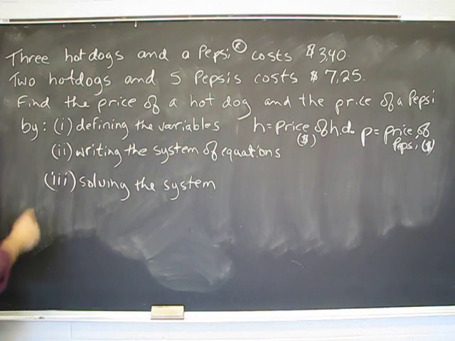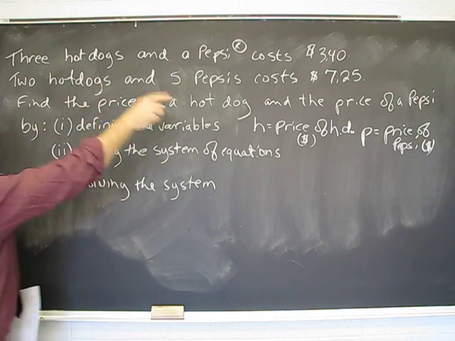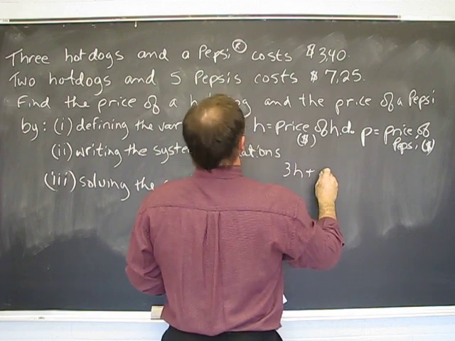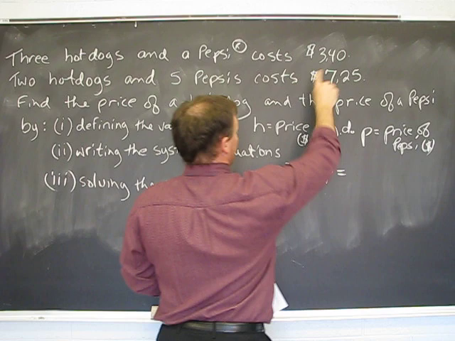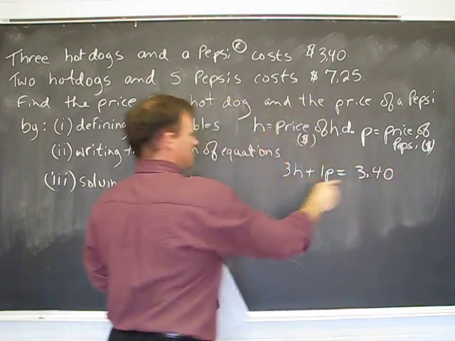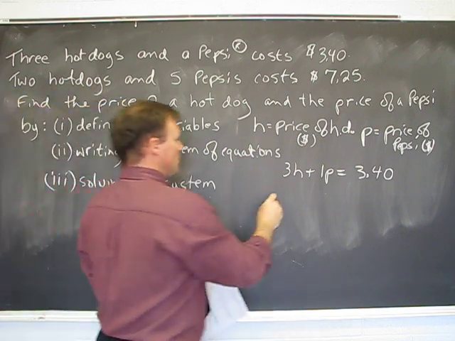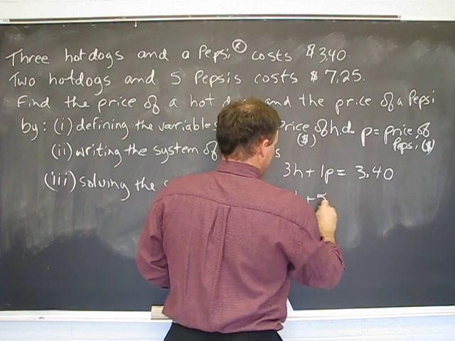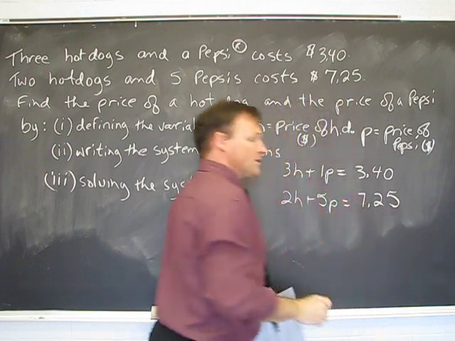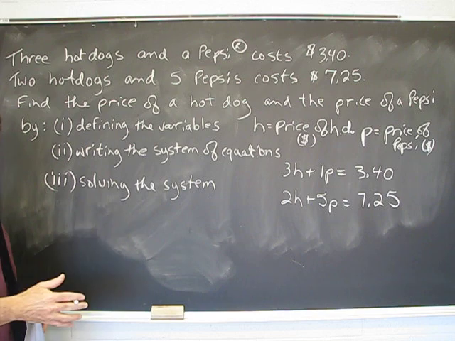same units. Now, the system of equations is usually a translation of the 2 phrases. 3 hot dogs and a Pepsi: 3 hot dogs plus a Pepsi adds to $3.40. That's your first equation of the system. The second one, 2 hot dogs and 5 Pepsis, so 2 hot dogs and 5 Pepsis costs $7.25. You might start thinking at this point, hey, I wonder what's more expensive, the hot dogs or the Pepsi? Well, you're going to be able to figure that out.